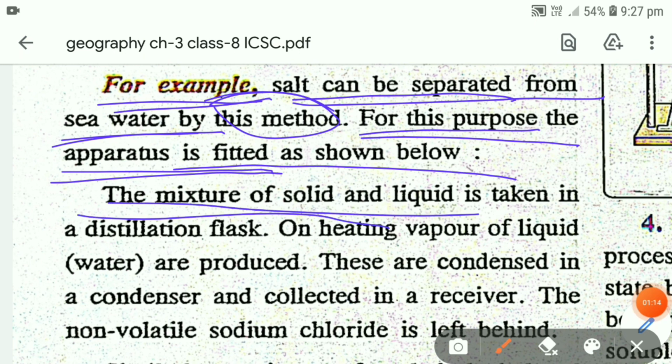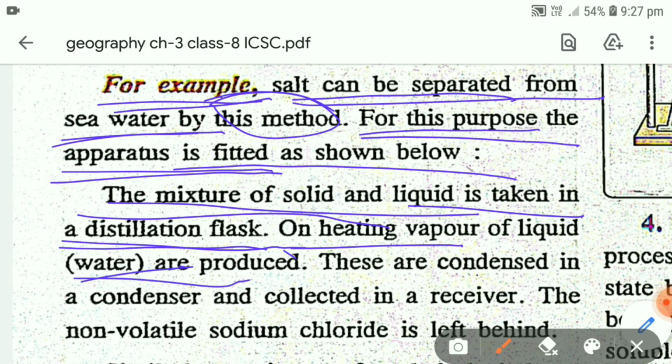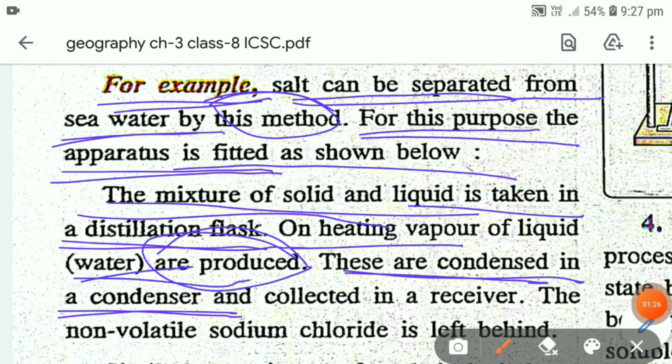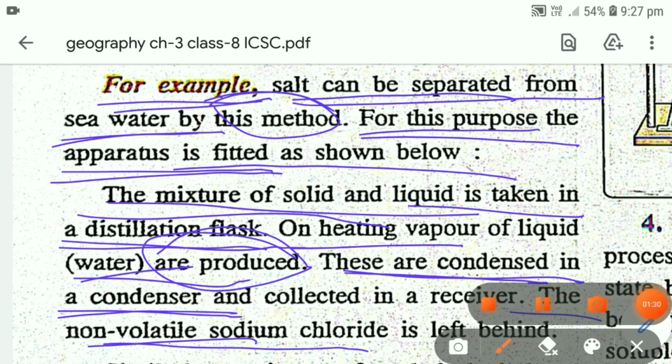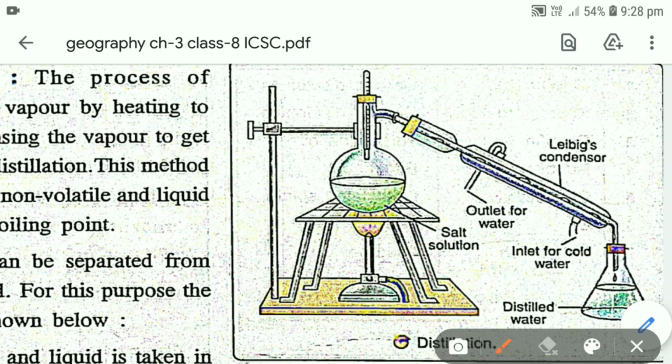The mixture of solid and liquid is taken in a distillation flask. On heating, vapor of liquid, that is water, is produced. These are condensed in a condenser and collected in a receiver. The non-volatile solid sodium chloride, that is the salt, is left behind, and the water is collected through a condenser. So look at this diagram. This is the process of how distillation of a solid to liquid mixture is done.